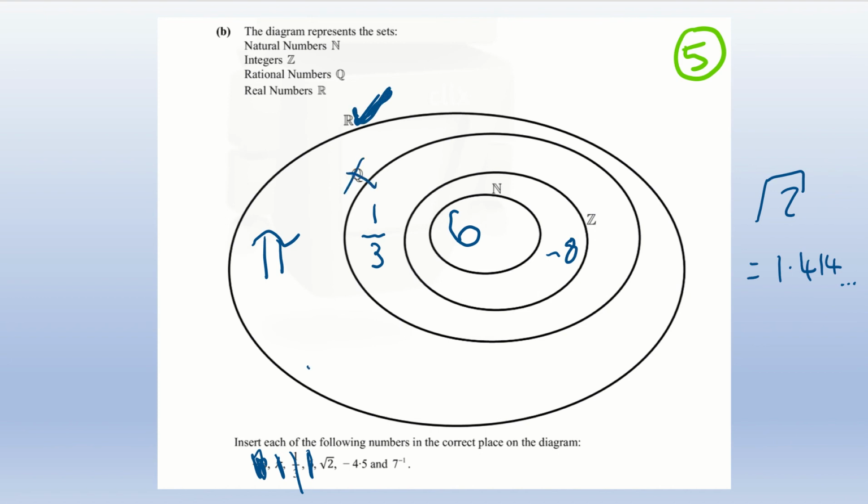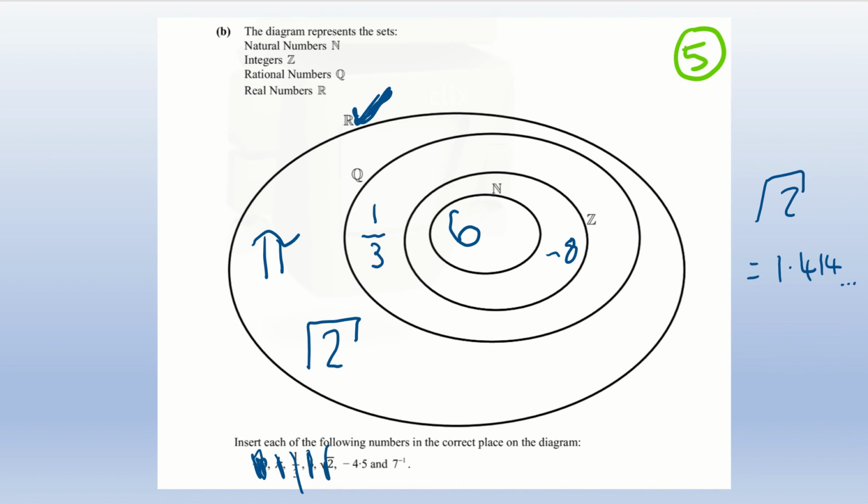So my root 2 is going to go in my outermost circle, but not in the circle that's next inside, or the set, I suppose, to give it its proper name. Root 2 cannot go inside that circle because it cannot be written as a fraction. You might say, why can't it be written as root 2 all over 1? That would be great if root 2 was a whole number, but it's not. It's 1.414 and so on, so it cannot be written as a fraction.